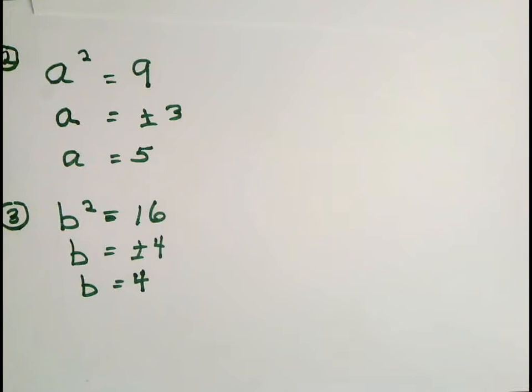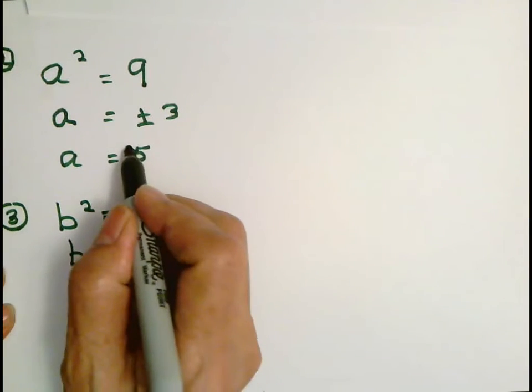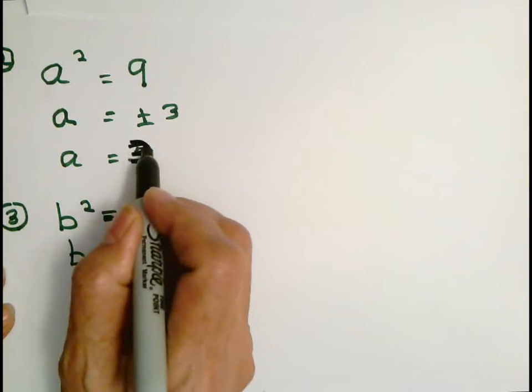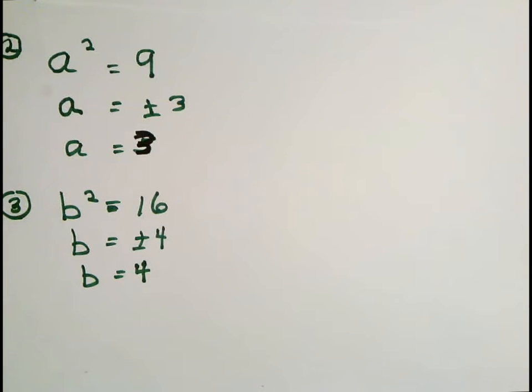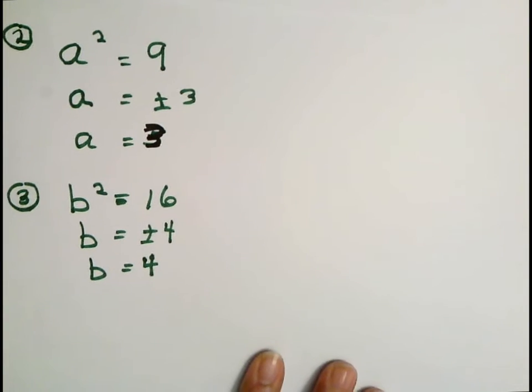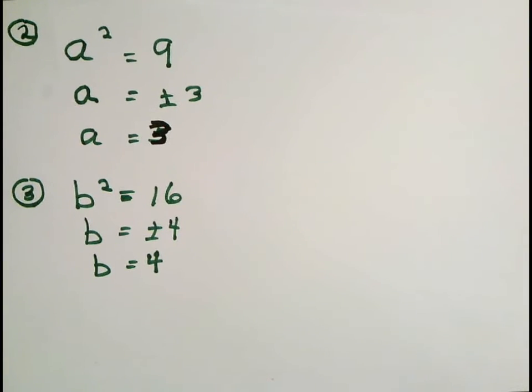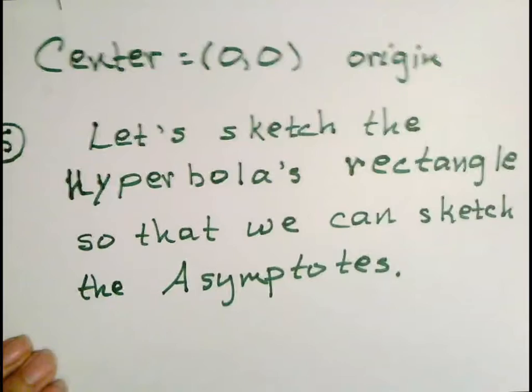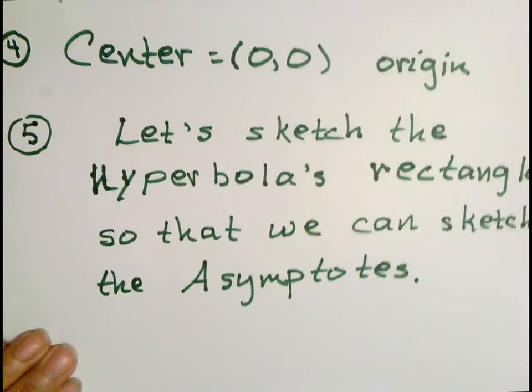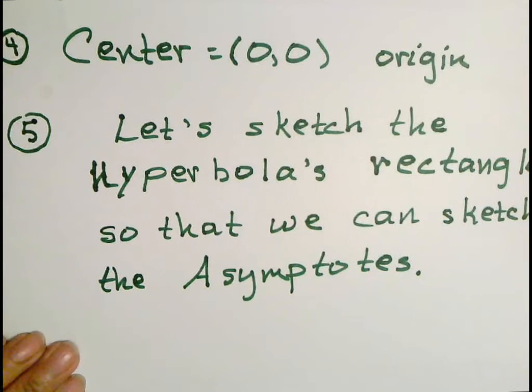The second thing we're going to do, we're going to find the a. So this a will be 3, and the b will be 4. Same thing as what we're doing for the ellipse. Then we're going to find the center. See, the center is at the what? It's at the origin, because there's nothing being subtracted from the x or the y.